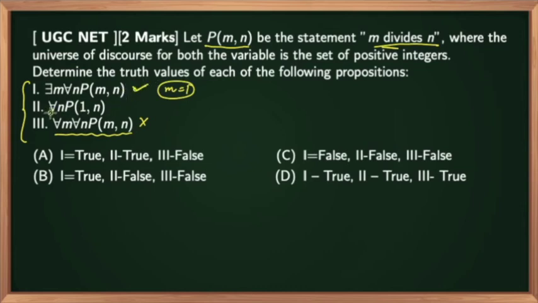Now we have another predicate here that says for all n, p of 1 comma n. This is true, right? Because for whatever value of n, 1 divides n. That is true. So this statement is true. So 1 and 2 are true, and the third is false, right? So the answer should be A.